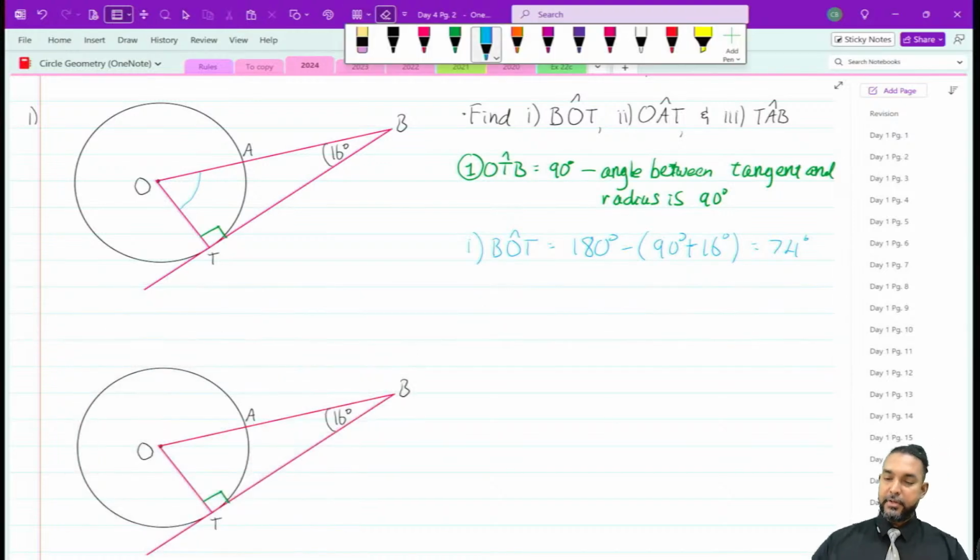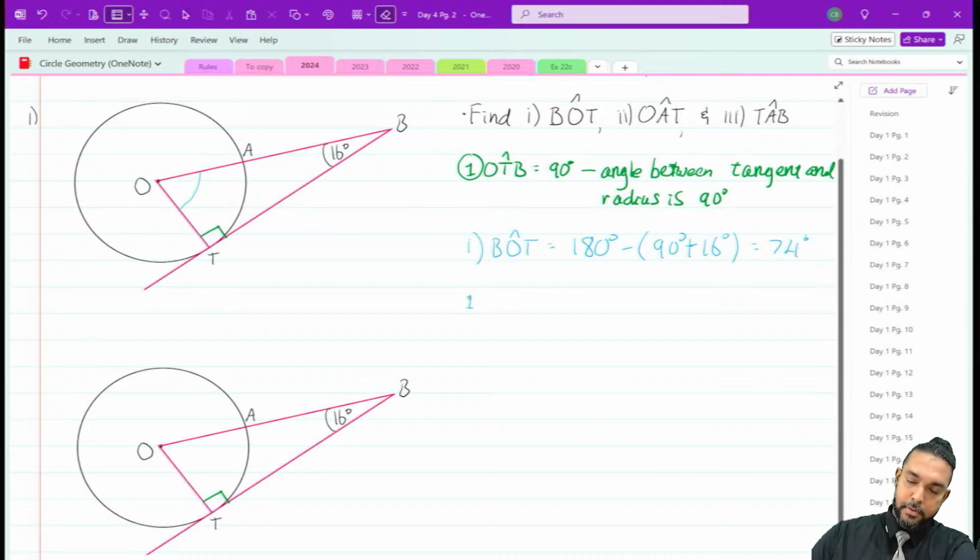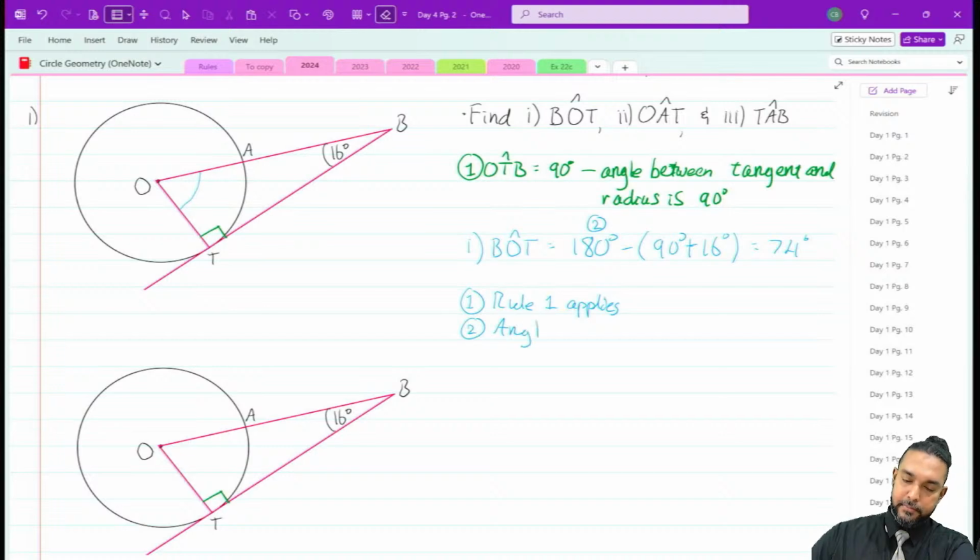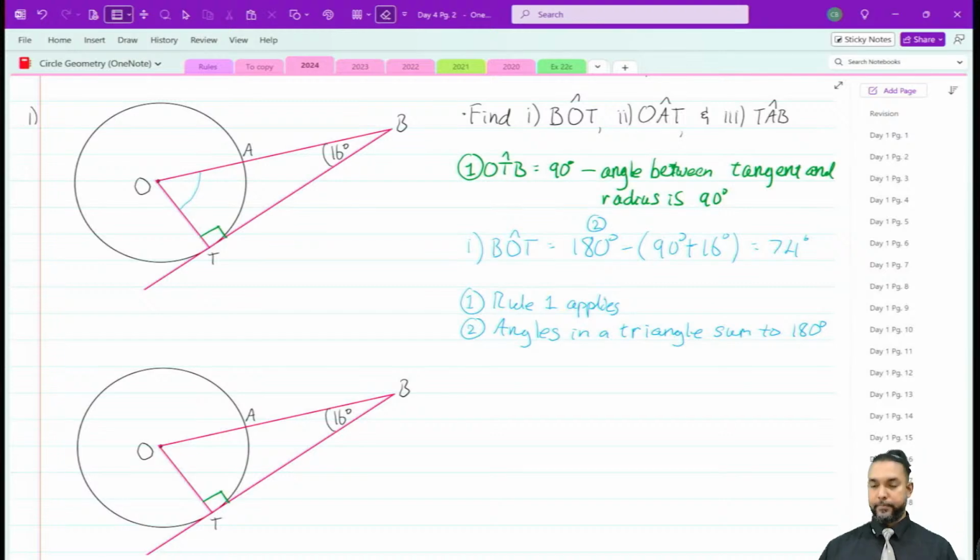Right, so the two rules we're going to cite here is we're going to cite rule one. Right, rule one applies. And then, so I'll put a little two here. So two angles in a triangle sum to 180. Sum to or add up to 180. Right, so we got 74 there.